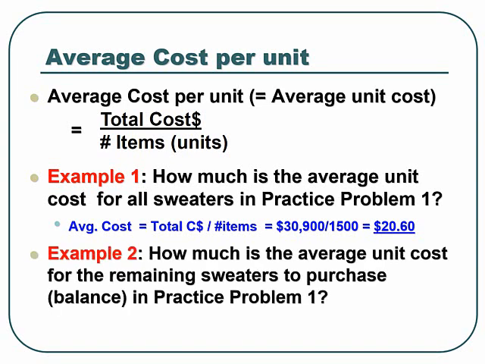What if the question is asking how much is the average unit cost for the remaining sweaters to purchase, so the balance in practice problem 1, the previous problem? If it was just asking the average unit cost for the balance instead of the entire 1,500 sweaters, then what would be the answer? Let's think about it. Let's pause the video here for a second.